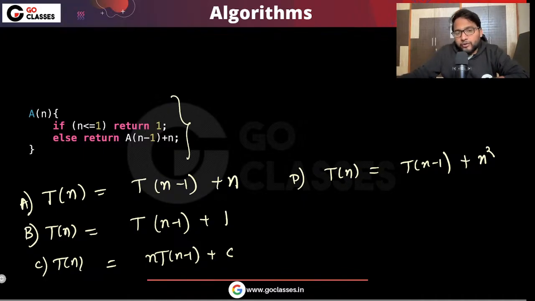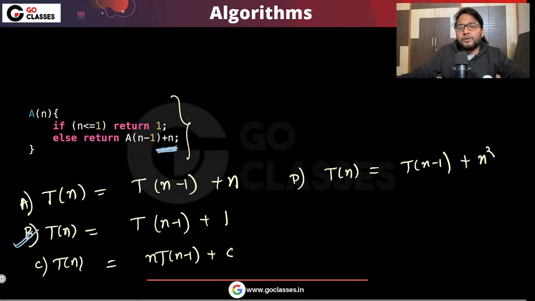See, you are calling with n minus 1 input, so T(n-1) will definitely be there. But how many times? Only one time, not n times, so option C is rejected. Now you need to check that here you are adding n. It doesn't mean that you are adding n in the recurrence also. This addition will take just constant time. That's why B is the correct answer.